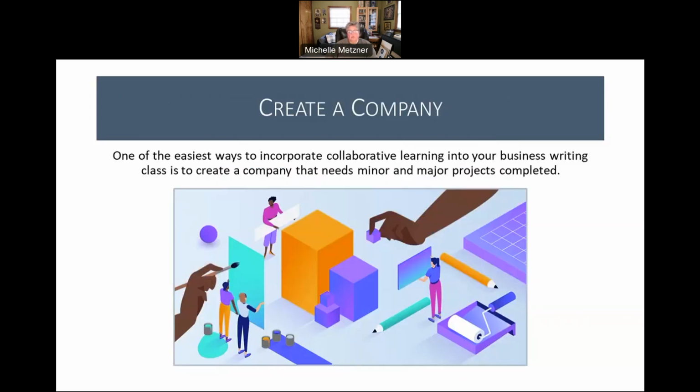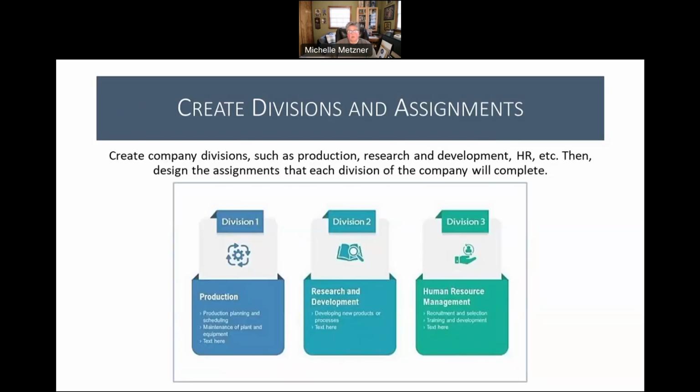One of the easiest ways to incorporate collaborative learning into your business writing class is to create a company that needs minor and major projects completed that fulfill the learning objectives of the course. Now, once you've got your company created, you can then create company divisions such as production, research and development, HR, etc. Then you can design the assignments that each division of the company will complete. Just remember to consult the course's learning objectives to make sure that each division of the company is learning what they are supposed to learn from the course.